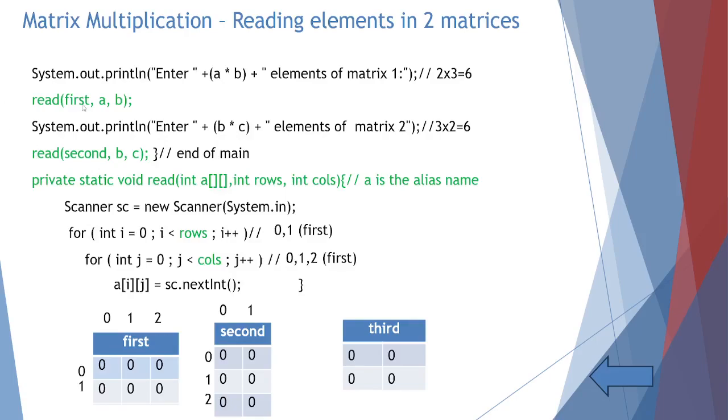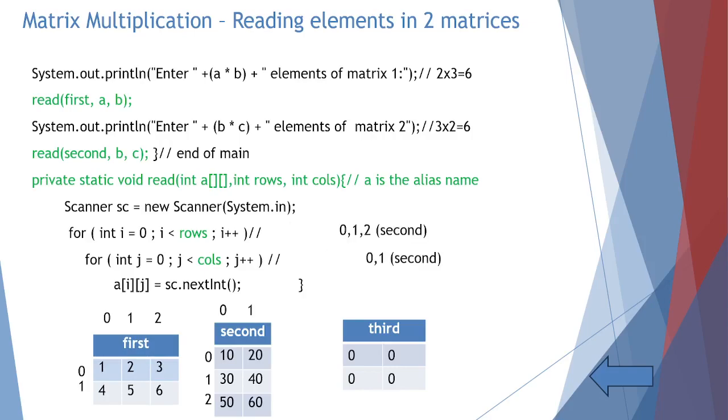First address will go to A and then A of ij is sc dot nextInt. A refers to first time, first matrix. Then when we call second time, A refers to the second matrix address. Call by reference. Then first will be read 1, 2, 3, 4, 5, 6. Then second is read 10, 20, 30, 40, 50, 60.